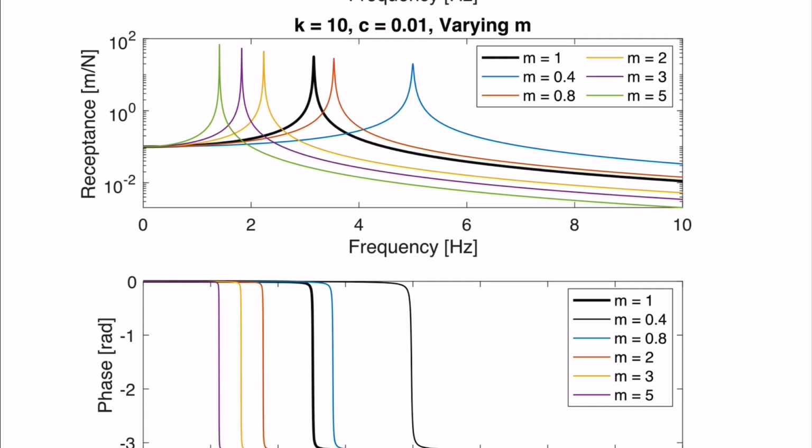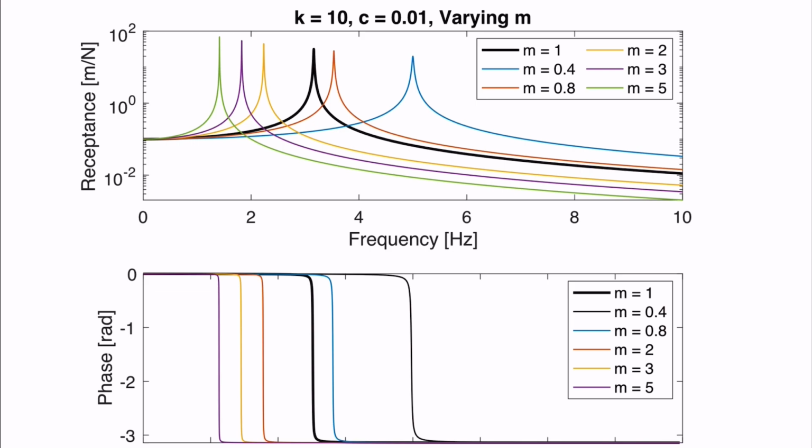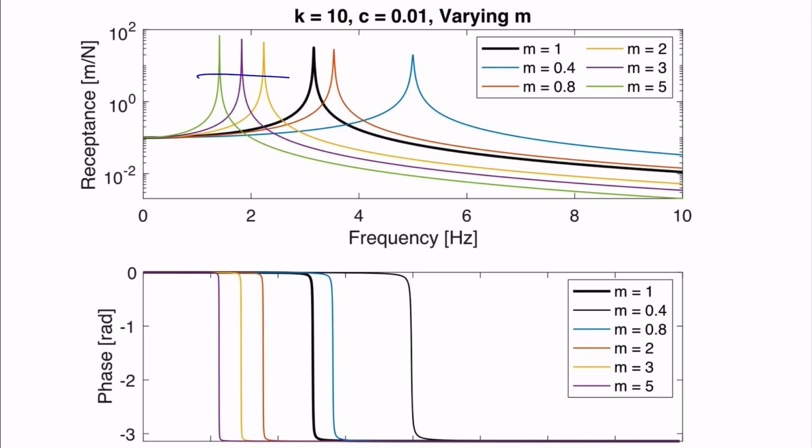For M, we have an inverse behavior. So when we are varying M, increasing M will decrease the natural frequency. Decreasing M will increase the natural frequency. And again, natural frequency is square root of K over M. So that should make sense for us. Still, all of these peaks are the actual natural frequency of this oscillator. In this direction, this is our increasing M direction. And then decreasing M is in this direction.